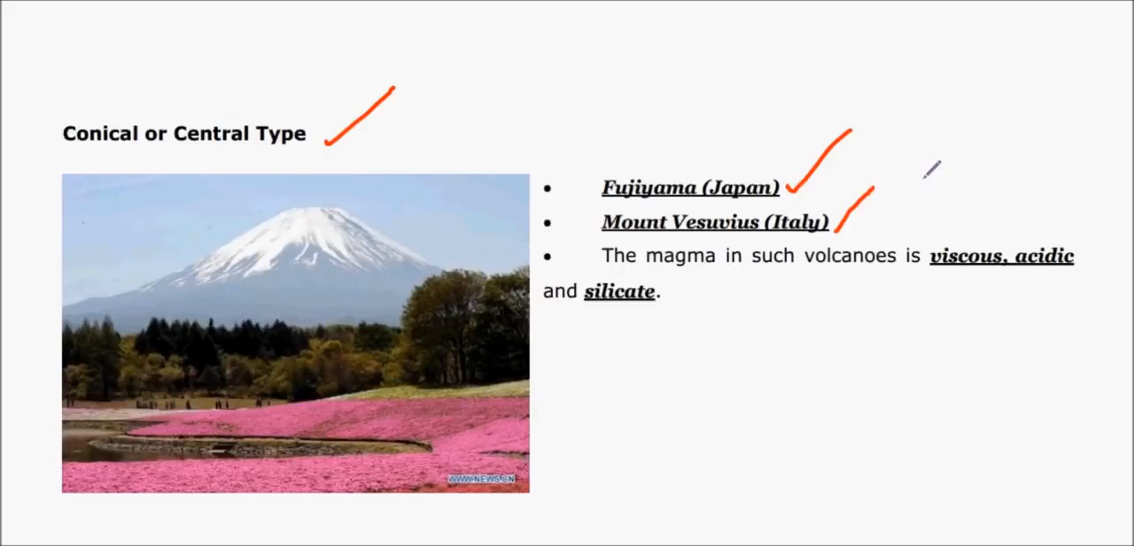And in this volcanic type, the volcano flows out of a vent and it gets cooled around this vent, giving rise to a cone-like structure. We can see here a cone-like structure. And this kind of a volcano is called conical or central type volcano. And in this volcano, the magma that flows out is viscous, acidic, and silicate.